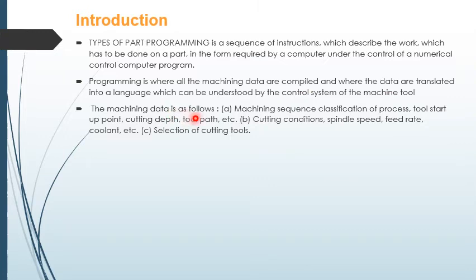The machining data are as follows, because the main thing is machining data. These may be machining sequence, classification of process, tool, startup point, cutting depth, tool path, or cutting conditions: spindle speed, feed rate, coolant, or third, selection of cutting tools. So the machining data are majorly classified into three parts: sequence, cutting conditions, and selection of cutting tools.